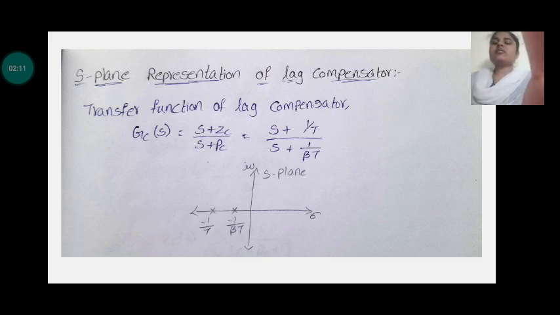Here the S-plane diagram is shown. In the upper line is plus j omega and down is minus j omega. Here one star indicates minus 1 by beta T and another star indicates minus 1 by T.